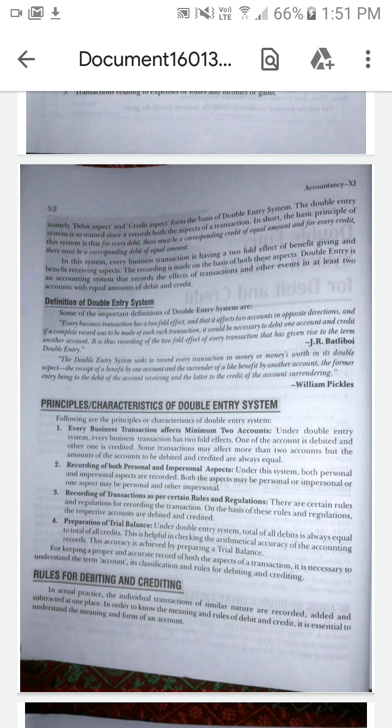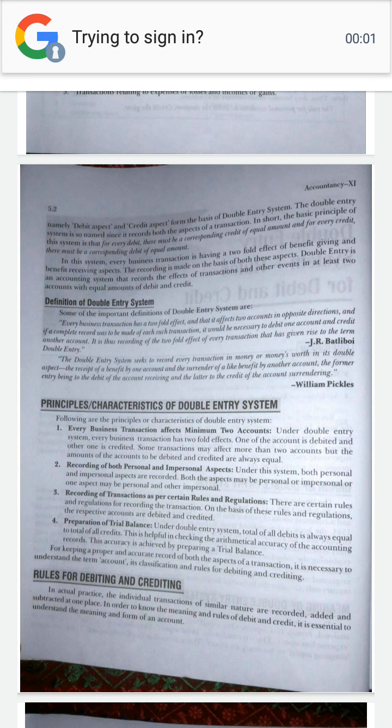Next is the recording of both personal and impersonal aspects. We are going to study what is personal and impersonal. For every transaction there are personal and impersonal aspects, so both are recorded in each transaction. It may be a personal account or an impersonal account, and we are going to study how to identify the personal and impersonal accounts.